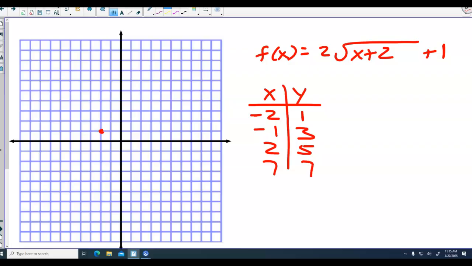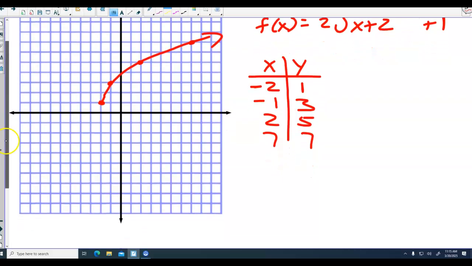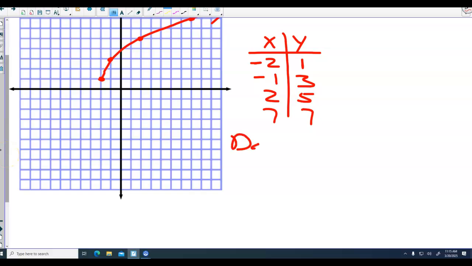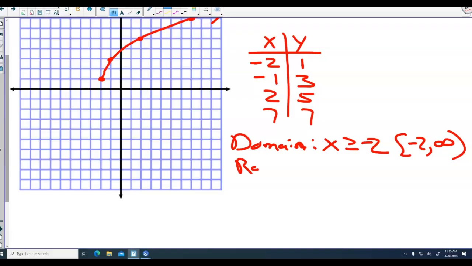When I graph those points, -2, 1; -1, 3; 2, 5; 7, 7. This is my graph. My domain, as I read the graph, is x has to be greater than or equal to -2, or we can write that as -2 with a bracket, and a parenthesis around the infinity. For the range, that represents our y's.